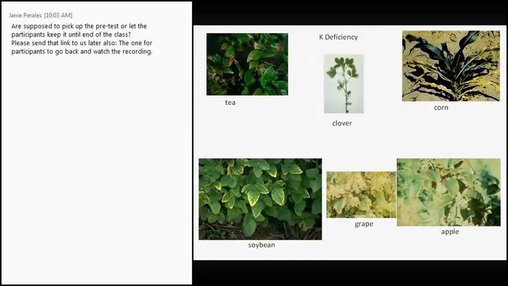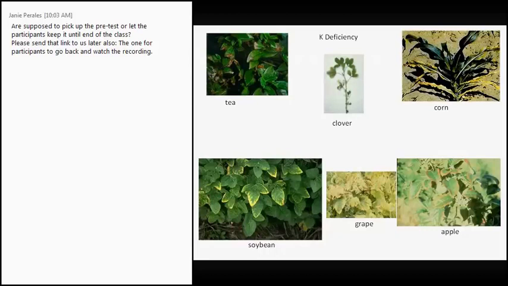So, some deficiency symptoms. That leaf spotting, or leaf marginal dieback on the leaf, this is tea. This is clover. You can see on the tip ends of the clover that it's starting to die back. And this is basically what happens on dicots. Corn, a monocot, we see the edges of the leaf being fired, but yet we have a very green midrib.